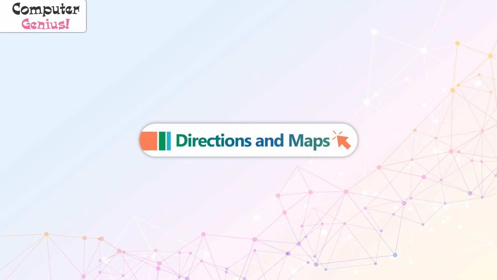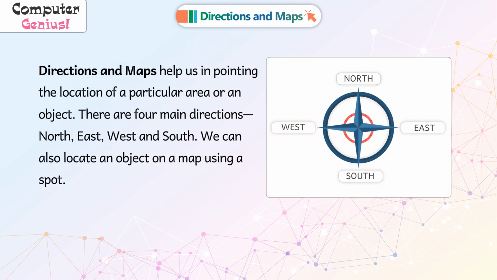Directions and maps. Directions and maps help us in pointing the location of a particular area or an object. There are 4 main directions: north, east, west and south. We can also locate an object on a map using a spot.